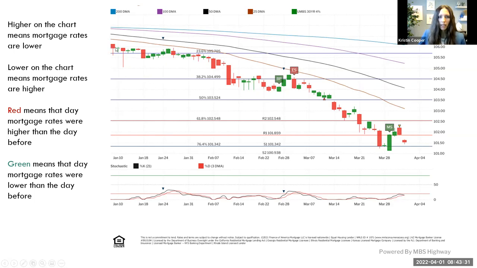So if you look at this chart here, you can see a per day snapshot. It will track every single day and let you know what happened from the previous day to today, how it closed out. So what you're going to see here is if it's red, that means the interest rates were worse that day than they were the day before. And if it's green, that means that they were better. So you can see there's huge volatility.